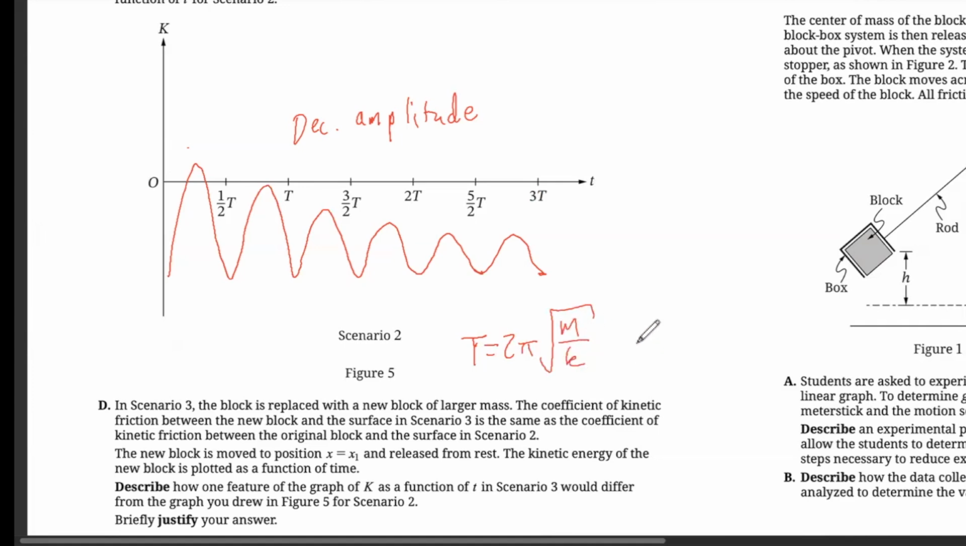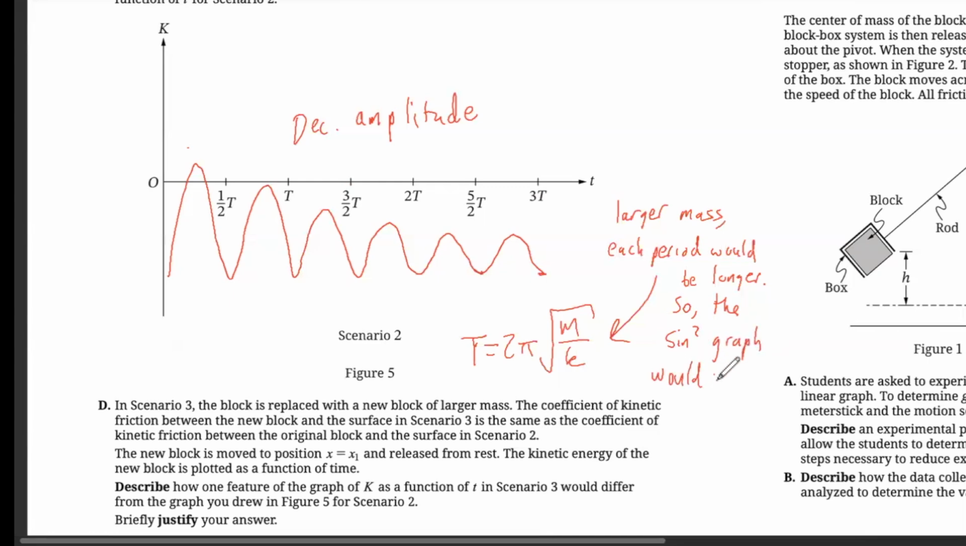Period is equal to 2 pi root m over k. That is actually going to hold regardless of whether you have friction or not. So since you have a larger mass, each period would be longer. So the sine squared graph would yield wider, how do I say this? Wider mountains and valleys is what I'm trying to say.